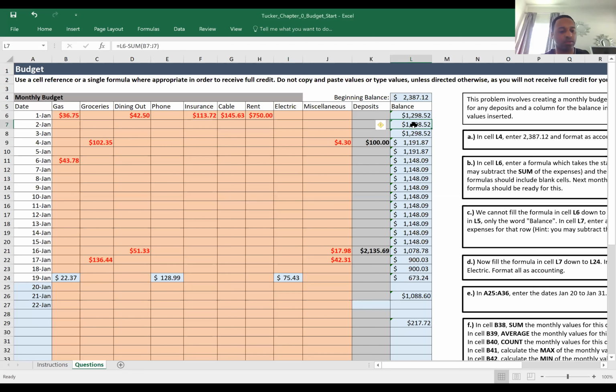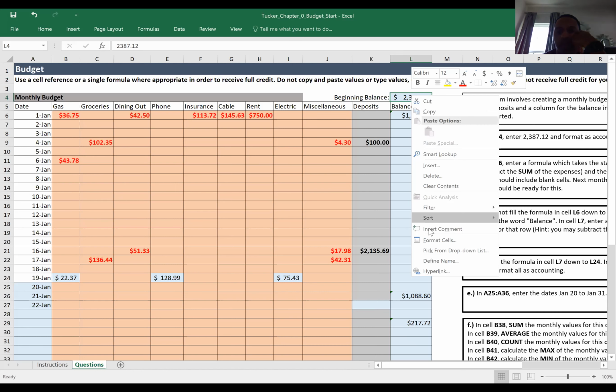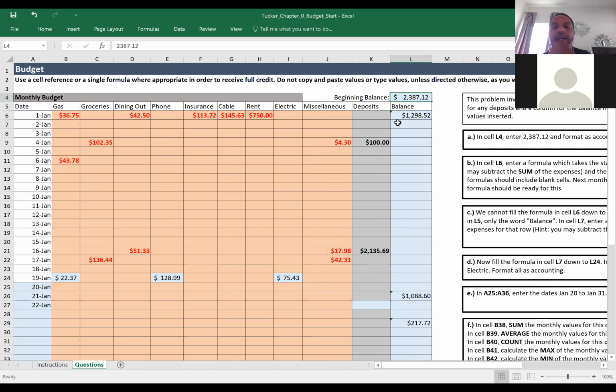Let me clear this out. All right, so we talked about putting the data value in here. That was the first one in A. Put that value in L4 and format it. So you right click, hit format, and it says make it accounting. So there are your options as far as formatting your cells. Hit OK on that, and that would turn it to a cell that's formatted for accounting.